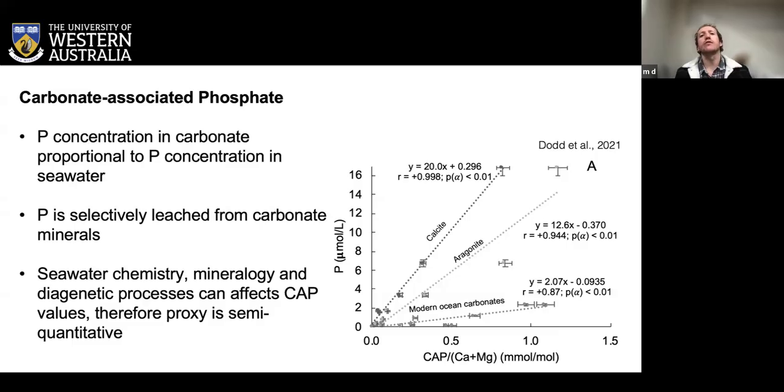You can see on this graph in the bottom right, we have these linear trends linking P in seawater on the y-axis with carbonate-associated phosphate normalized to the calcium magnesium concentration in carbonate.